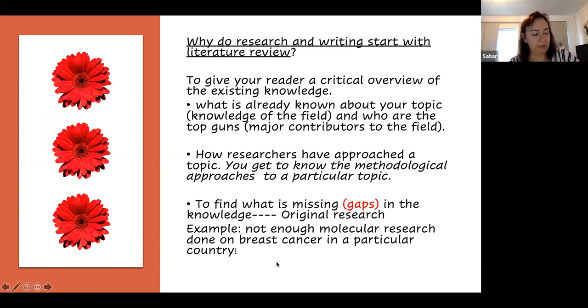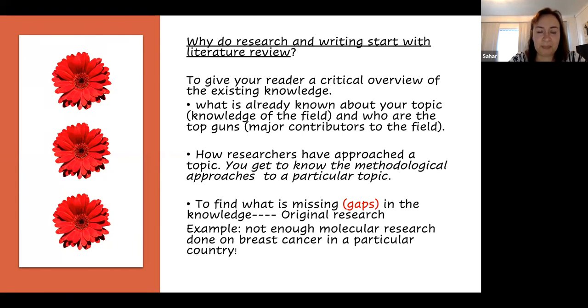So how to find or decide on a topic for your research? The first thing when you read is you need to find the missing gaps in the knowledge. So what is the part that is not done? For example, there isn't enough molecular research done on breast cancer in a particular country like South Africa. So it is always very good when you do molecular research on breast cancer and you write that this is done in African women, it gets a lot of interest simply because there is a scarcity in the number of papers published on molecular oncology in South Africa.